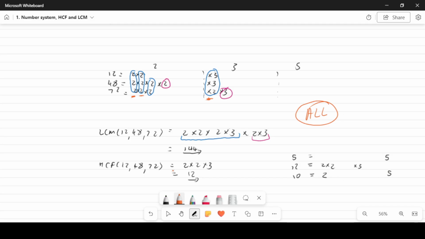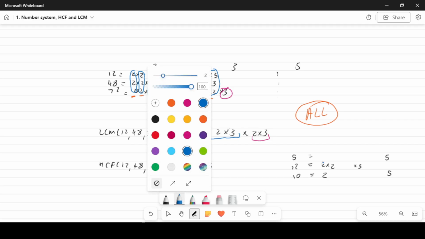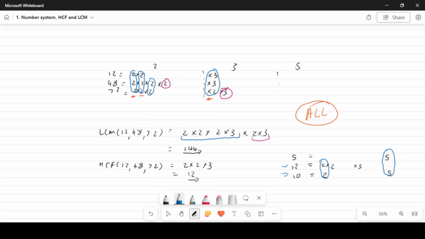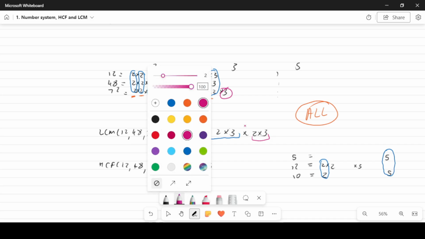If I have to do the LCM for these numbers, this will be shared, and this will be shared, right? Because it's common with at least 2 of the numbers. 5 is common with this one number, and this is the second number that it's common with. So therefore, that'll be the shared. The unshared will be this 2 here and this 3 here, because it's common to only one number.